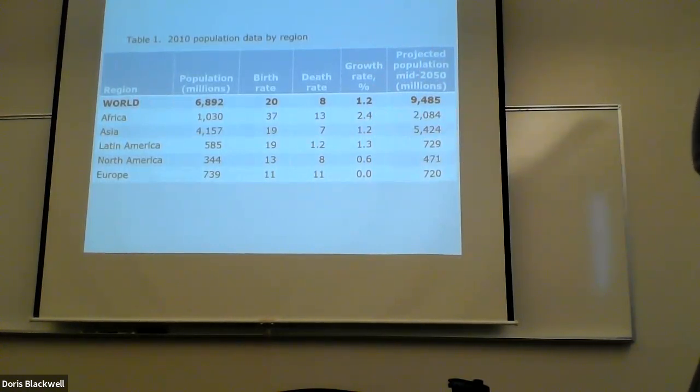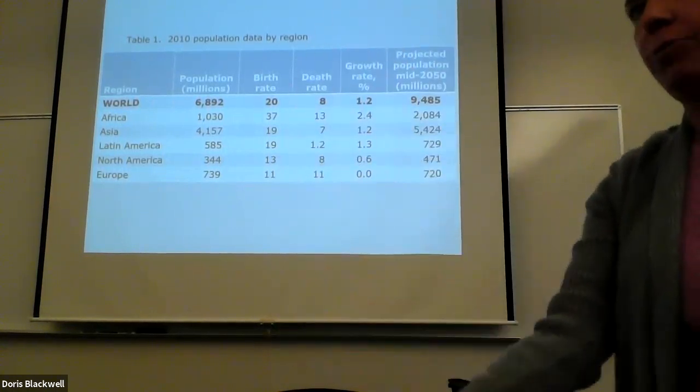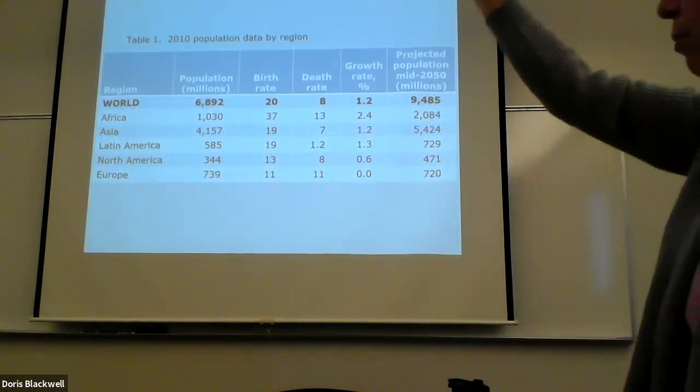But whenever we're developing a table, we want to make sure that we read the information in the columns going down. Okay, so in this, we're looking at the regions of the world.